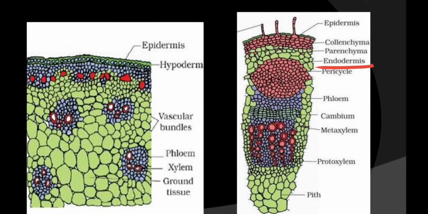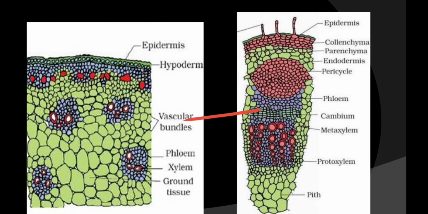So this is the cortex region, and you know that endodermis cells are barrel shaped cells. Okay, and this endodermis contains starch, so that's why it is also known as starch sheath. Right, now the region inside the endodermis, whatever the region is there inside the endodermis is considered to be the stele.